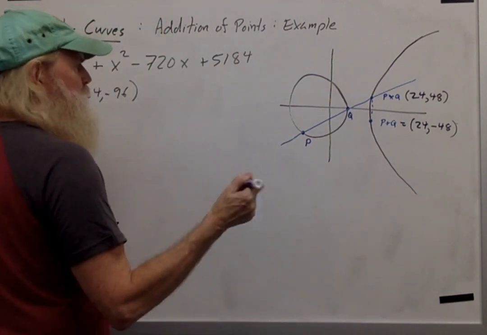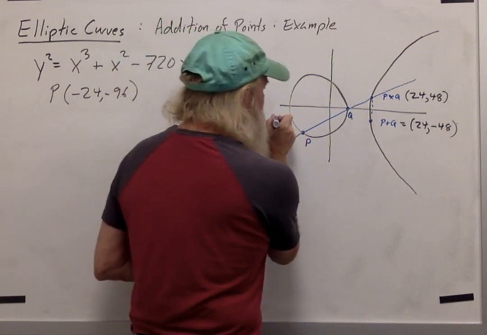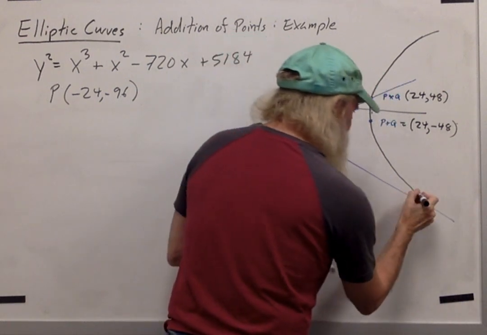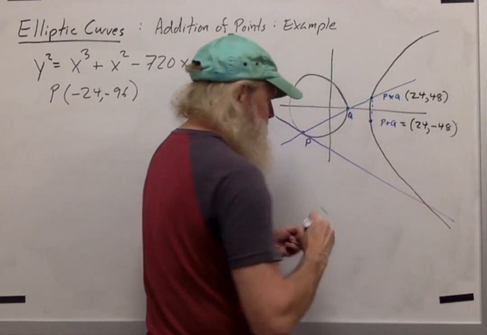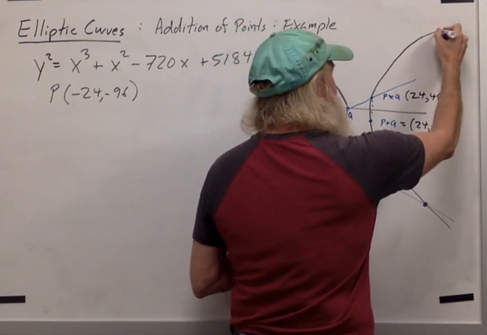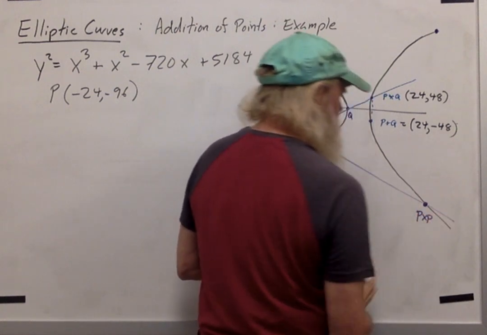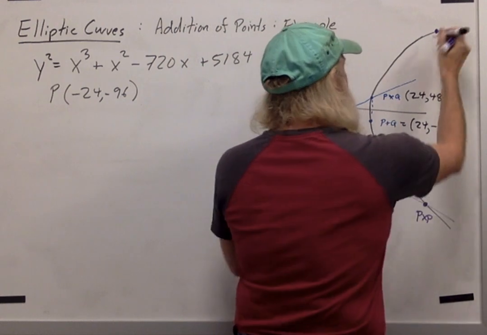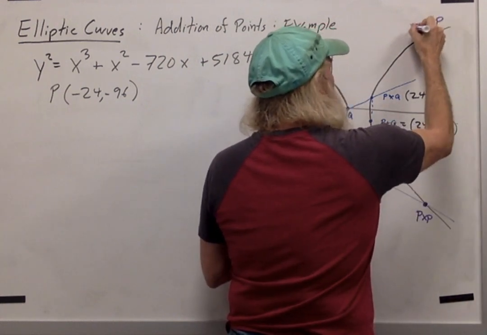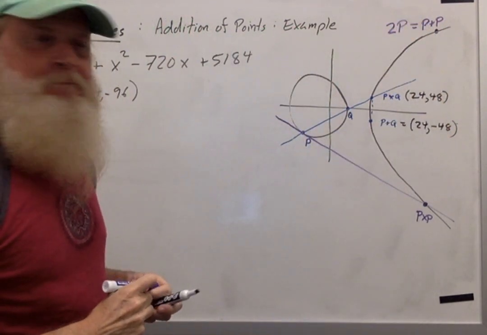So remember, in pictures, if I want to add a point to itself, I need to draw the tangent line to the graph at P. It's going to cross way down here. And then I reflect that across the x-axis. So this point down here is P star P, and the reflection up here is going to be P plus P. And remember, another name for that is 2 times P, 2P.